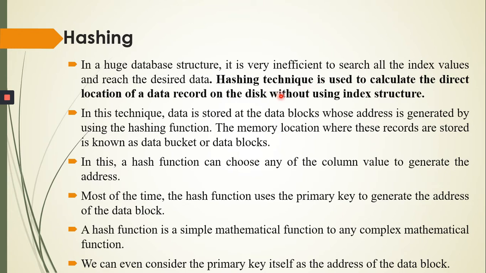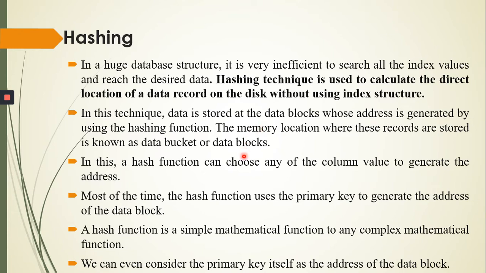In this technique, data is stored at the data block whose address is generated by using the hash function. So the hash function is very important in hashing techniques. The memory location where these records are stored is known as a data bucket or data block. Data are always stored at some location in memory, and this memory location is known as a data bucket or data block in the hashing technique.